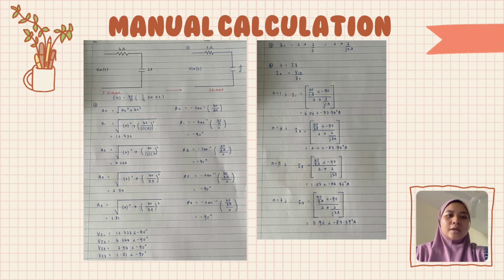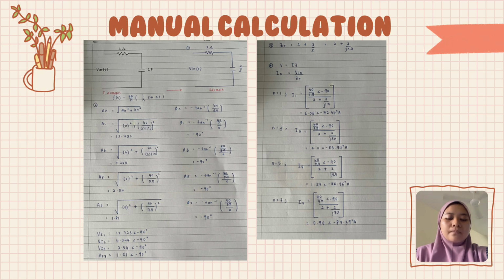So for the first step, after we calculate a naught, an and bn, we have to change the circuit from T domain to S domain. So for the capacitor, the result will become 2 over S. And then we calculate amplitude. An is equal to square root of an squared plus bn squared, with the phase theta n is equal to negative tan inverse bn over an.